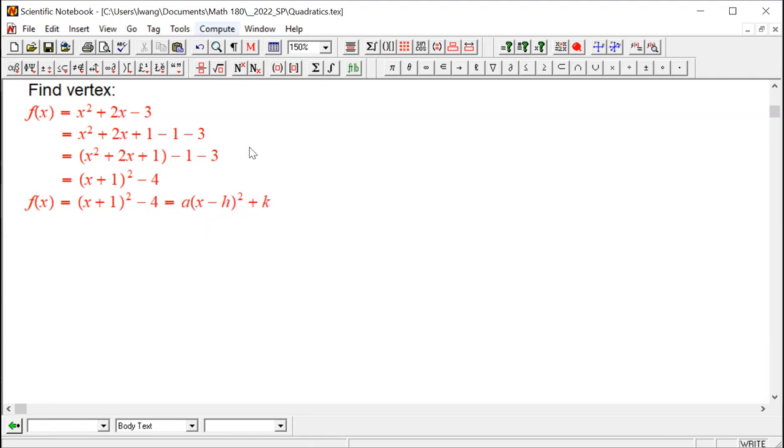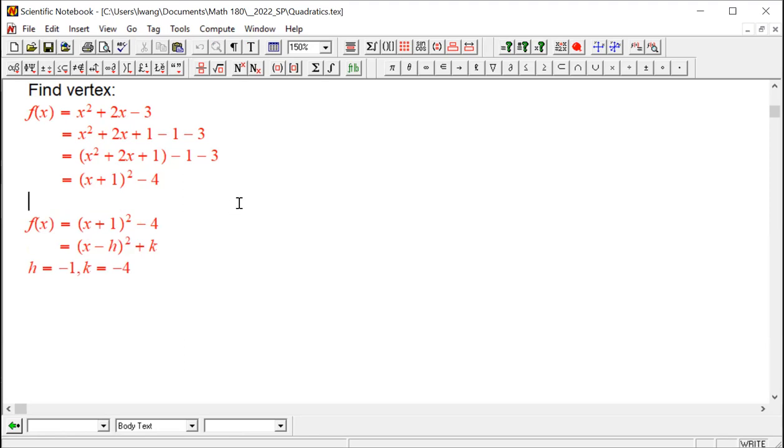So how do we identify our h and k? Well, a is equal to 1, we already know that. X matches x, and negative h matches 1, so to speak. So h equals -1, and k equals -4. Okay, if you look at this expression, I'm going to put a note here.